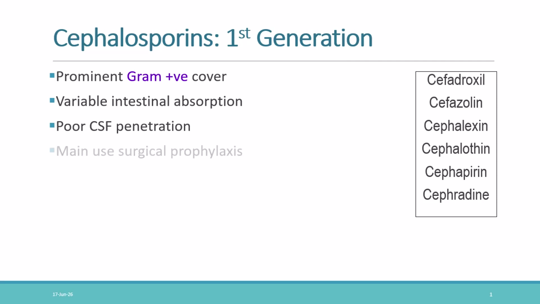Cefazolin is particularly important because of its role in surgical prophylaxis and treatment of MSSA infections. Cephalexin remains a commonly prescribed oral agent for skin and soft tissue infections. Remember that first-generation cephalosporins are often regarded as the strongest cephalosporins against gram-positive organisms.